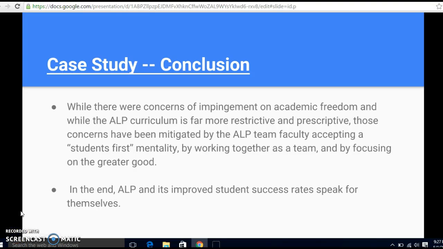In conclusion, this case study really helped to unveil some important truths about the ALP program. While there were concerns about impingement on academic freedom, and the fact that the ALP curriculum is far more restrictive and prescriptive than a traditional English curriculum, those concerns have very much been mitigated by the ALP team faculty accepting a students-first mentality, by their working together as a team, and by their focusing on the greater good. In the end, what really matters is that ALP and its improved student success rates ultimately speak for themselves.